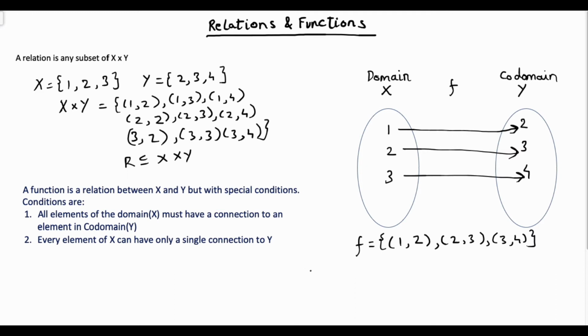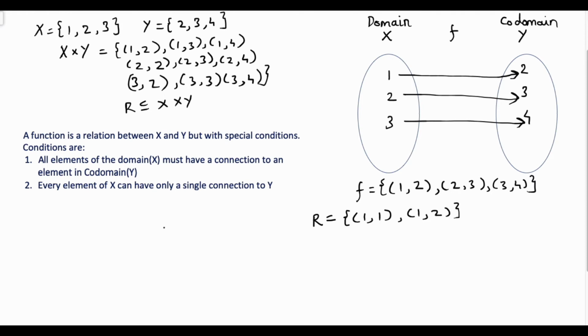But all relations are not functions. Let's take this as the example. Now, this is a valid relation between x and y, but the element 1 from x is mapped to 1 and 2. This cannot be a function because it does not satisfy the second condition, as well as the first condition, because all the elements of x have not been mapped. Therefore, it can be said that all functions are relations, but all relations are not functions.